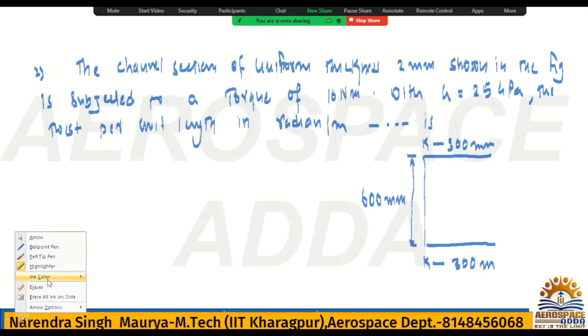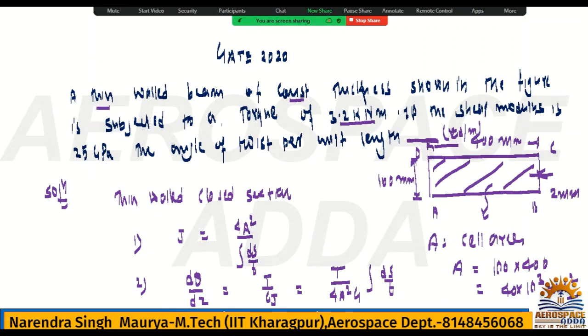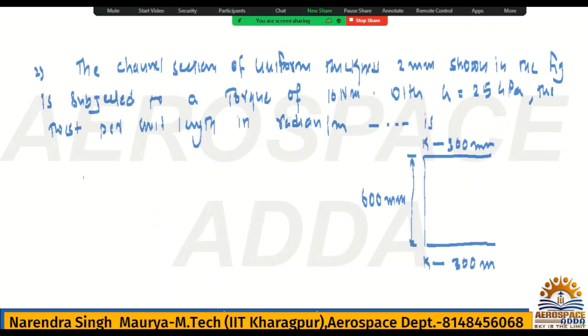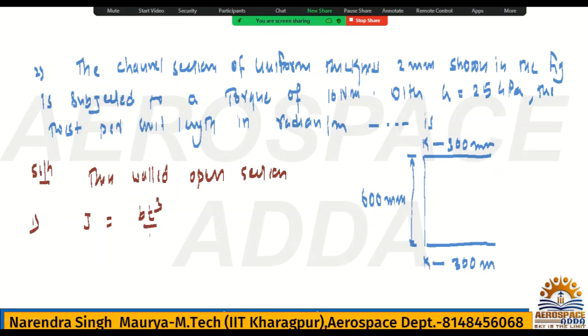So always remember, the previous problem we had solved was a thin but closed section. Now this problem is a thin wall but open section. So check the table, where I had given how to calculate J. The first formula for J is the summation of b t cubed by 3. You can write it as a summation, or take integration also, it's your choice.